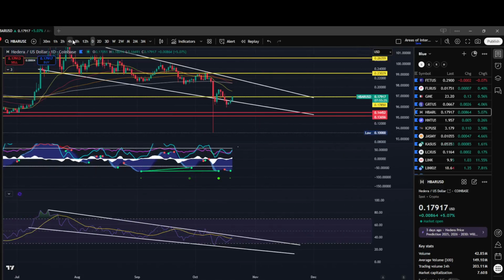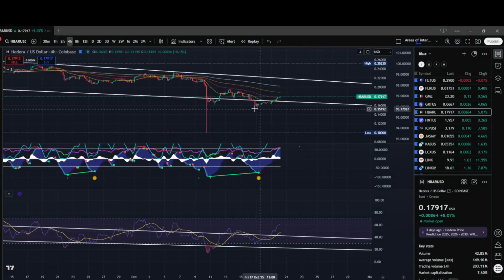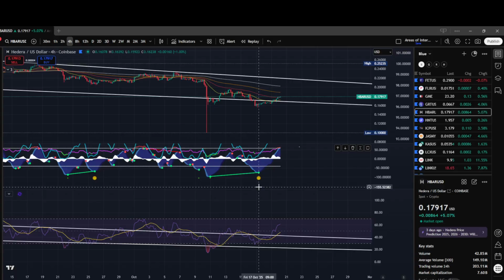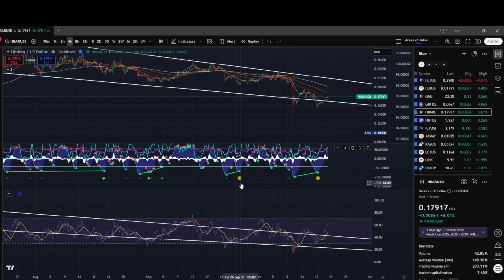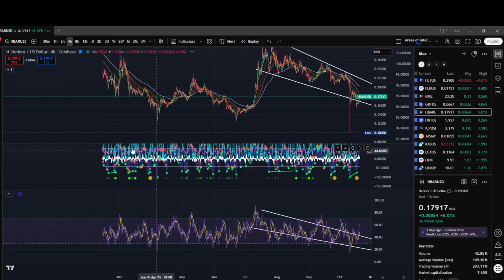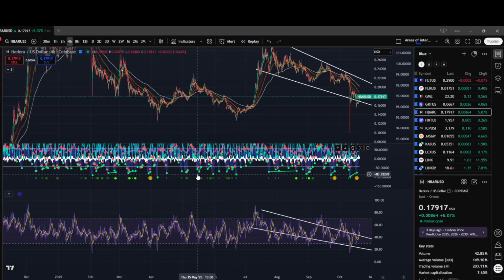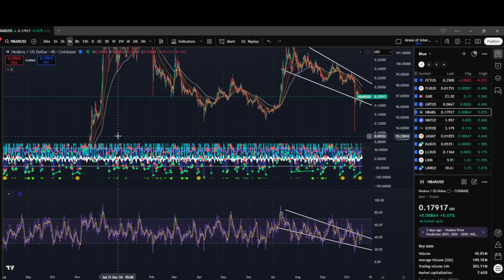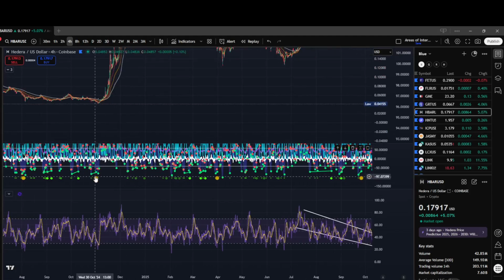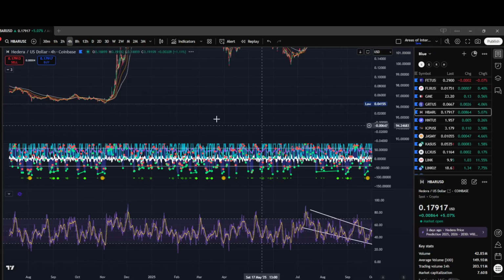And so the 4 hour, let's go into the 4 hour real quick. You got a golden dot right there. I mean, just littered with golden dots. You had a golden dot right there. You had a golden dot before this breakout, like right before the breakout. You kind of got down.